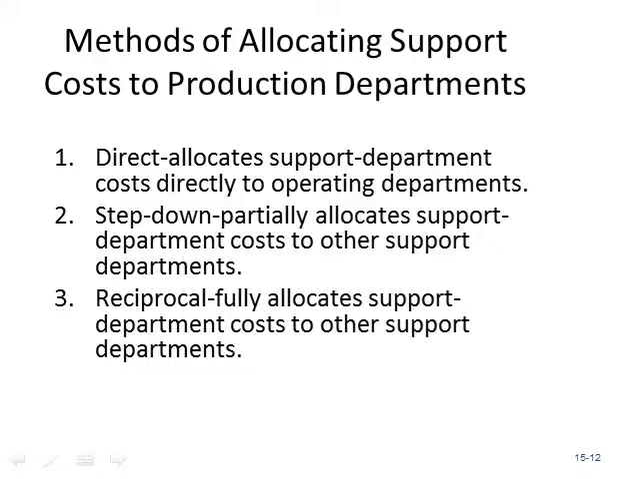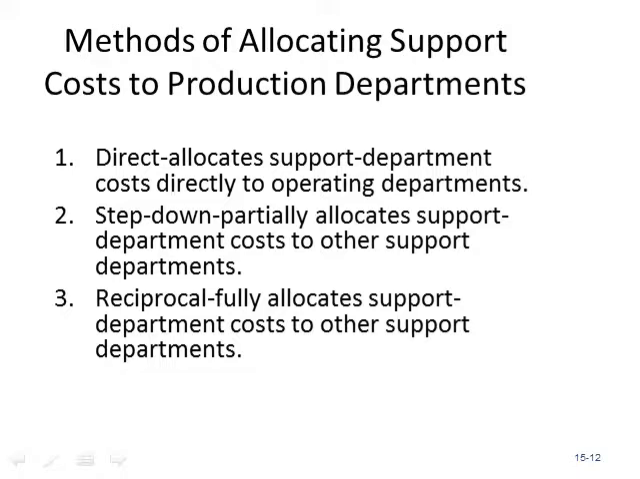So we can use three methods to allocate support costs to production cost: the direct method, the step-down method, and the reciprocal method. The direct method allocates support department costs directly to operating departments. That is, no other support departments are allocated other support department costs. So for instance, under the direct method, IT cost in an IT service center would be allocated to operating divisions, but even though the accounting department and perhaps the human resources department and perhaps the legal department would use IT support, they would not be allocated any support department cost.